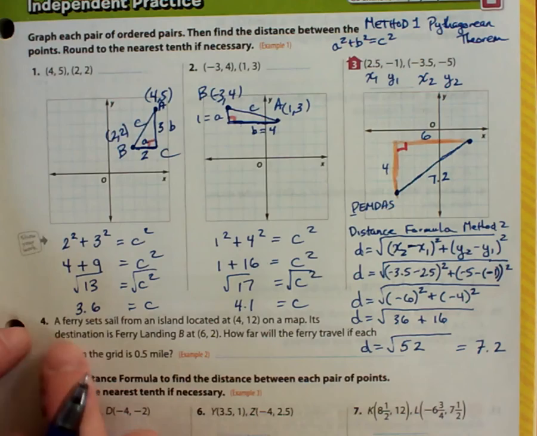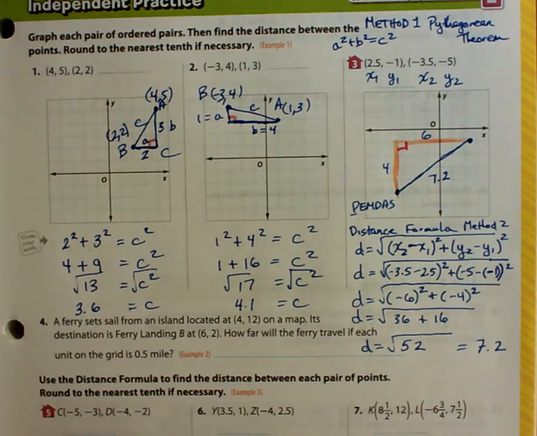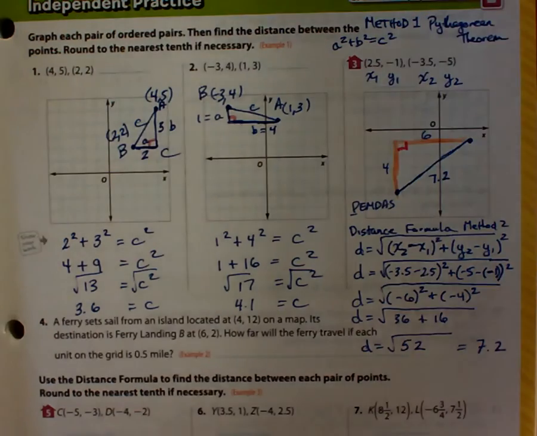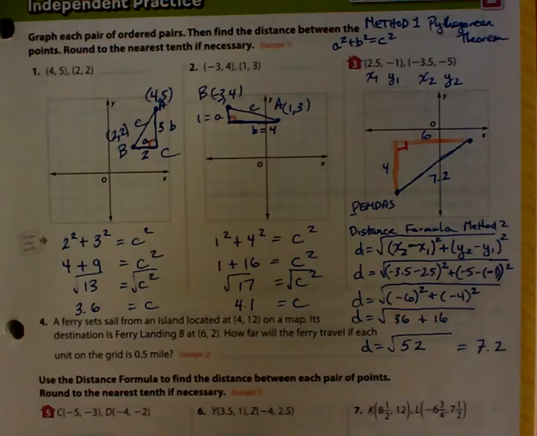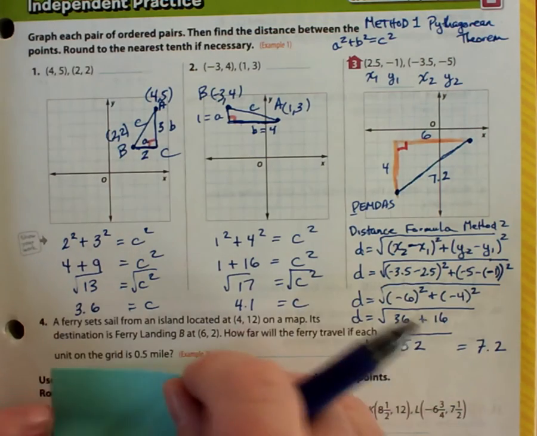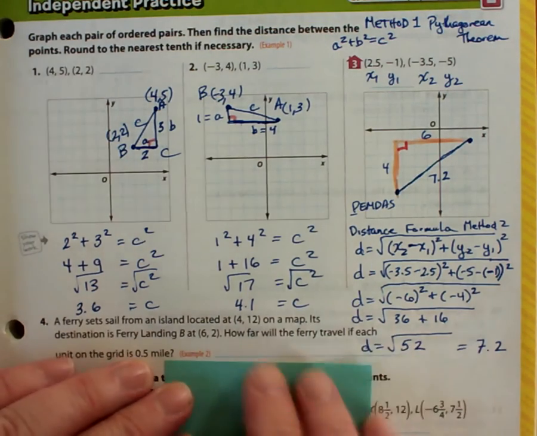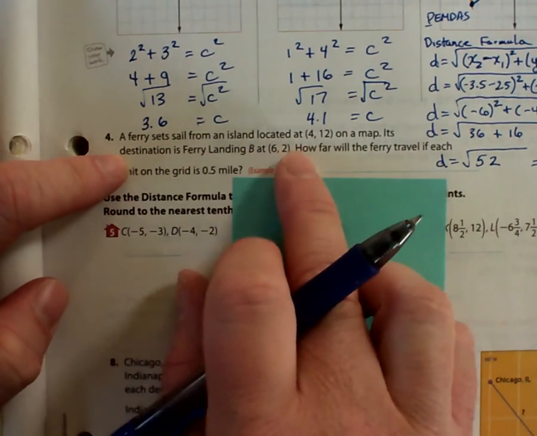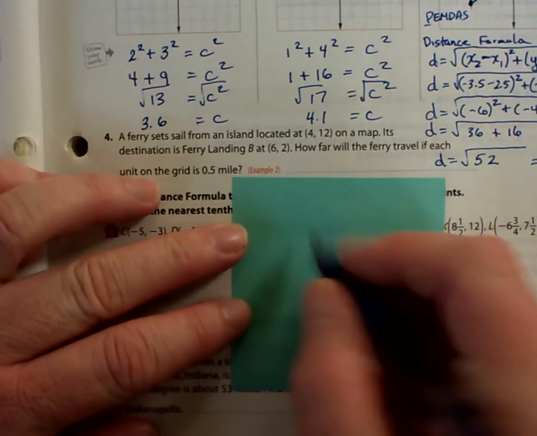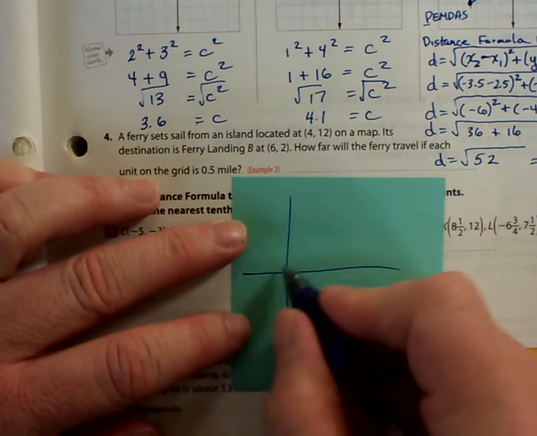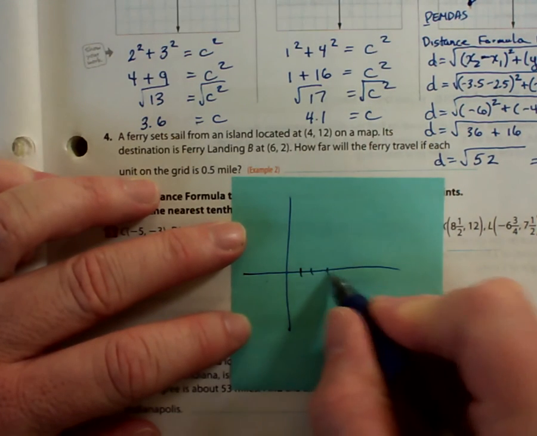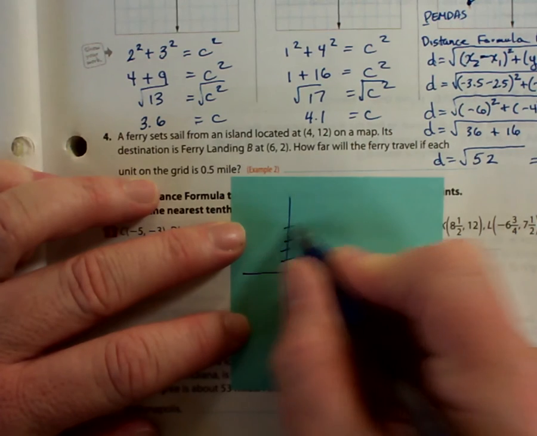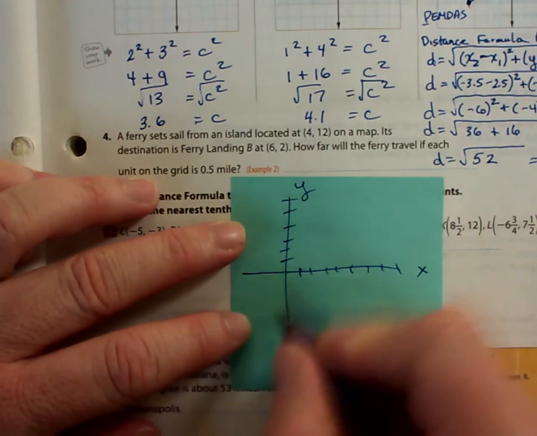Now we have a problem where they're just going to give you the coordinates, and there's not a lot of space given here, so we might need to use some extra paper. So let me just pop this in. You could always do your work on a separate piece of paper. And the problem reads, a ferry set sail from an island located at 4, 12 on a map. I like to visualize things, so I'll just put some X's and Y's in here.